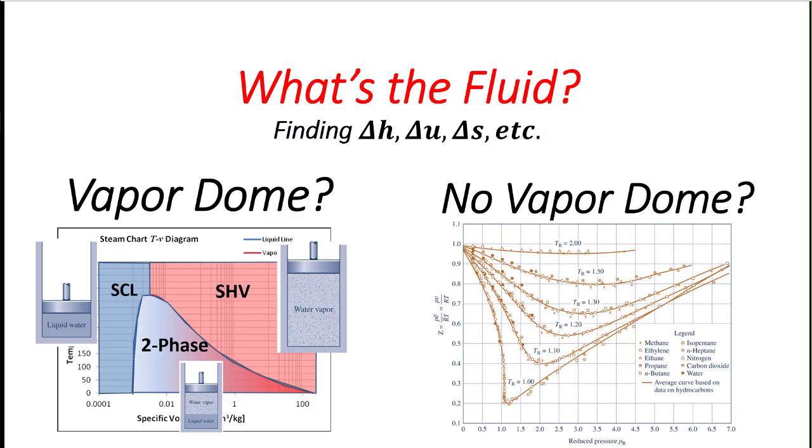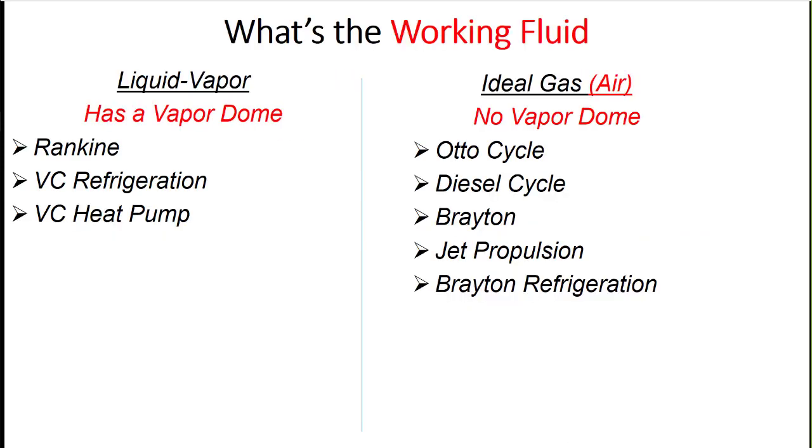If it's an ideal gas, and we do have a fair number of cycles that work with ideal gases, then you don't draw a vapor dome on your TS diagrams. So if it's a Rankine cycle, a refrigeration loop, or a heat pump, then it has a vapor dome. But if it's an ideal gas, which by number is more of our cycles, it's the Otto cycle, the diesel cycle, Brayton, the turbojet engine, and then Brayton refrigeration, which we didn't actually do. But that's basically a Brayton cycle in reverse.